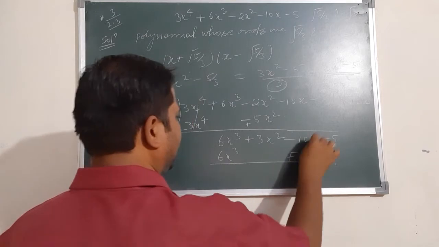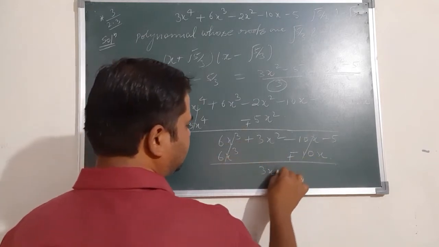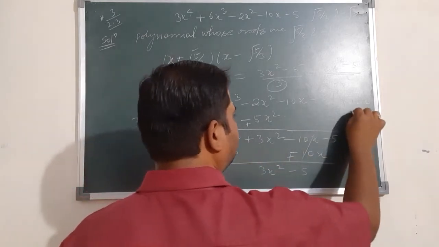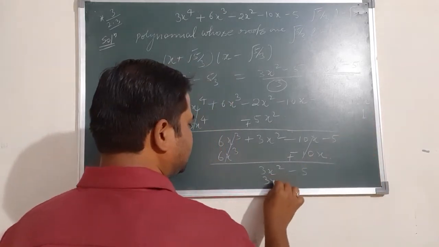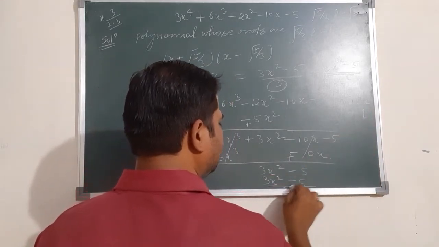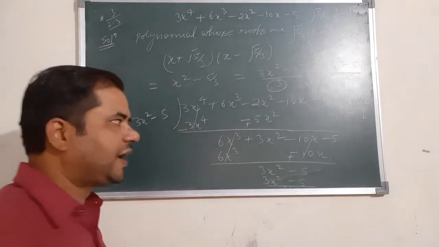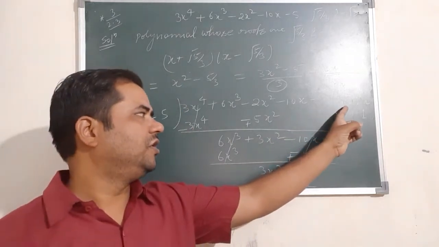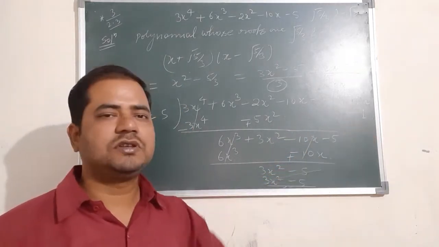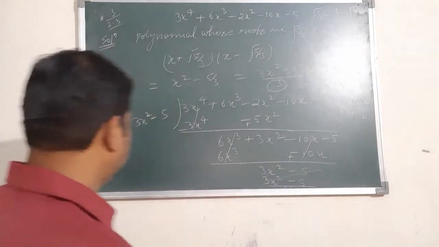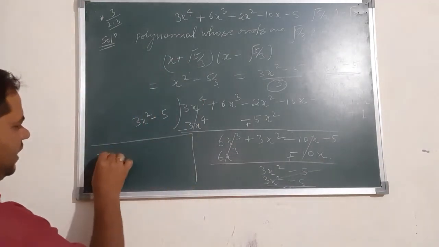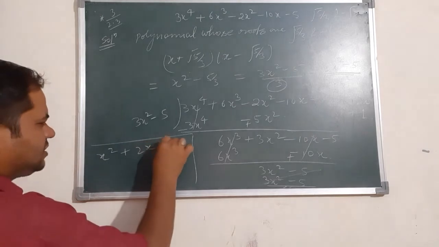So this is again cancelled out. This is 3x square minus 5. So plus 1 times 3x square minus 5. This whole is cancelled out. Okay. So your obtained polynomial, that is the quotient, is x square plus 2x plus 1.